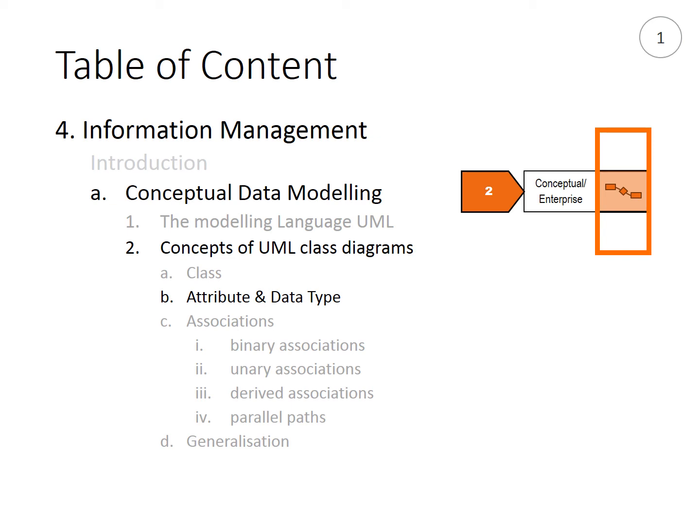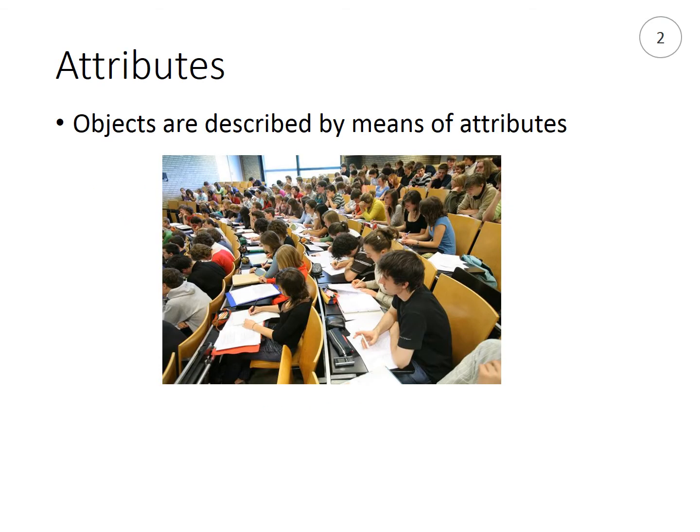We will now explain the concepts of attribute and attribute type for a UML class diagram. Let's look again at our students. We have a lot of students at the university, and in order to be able to distinguish one student from another, we will make use of certain characteristics of the students, like for example their names or their student number. So it means that every individual object can be described by means of a number of attributes.